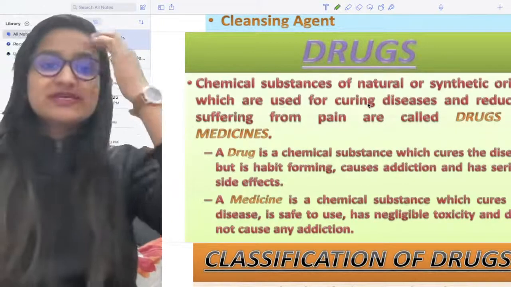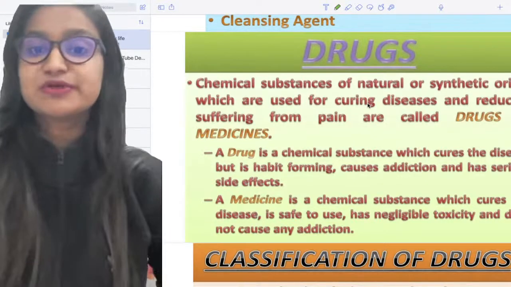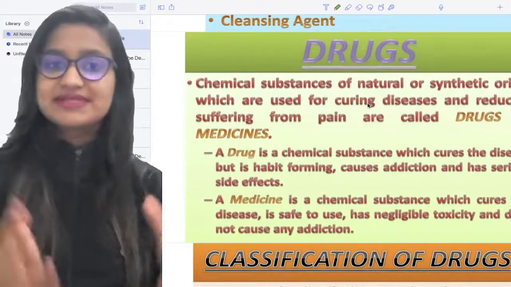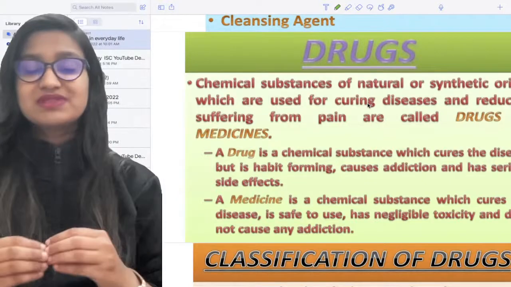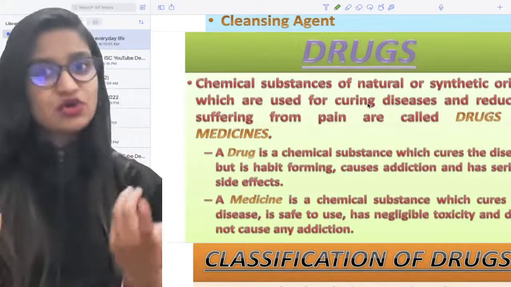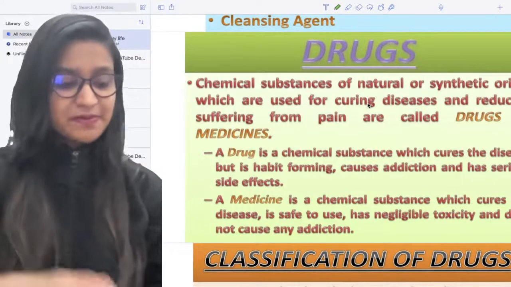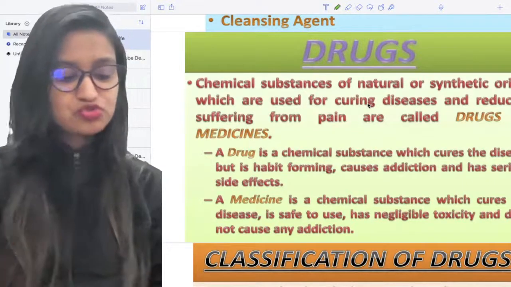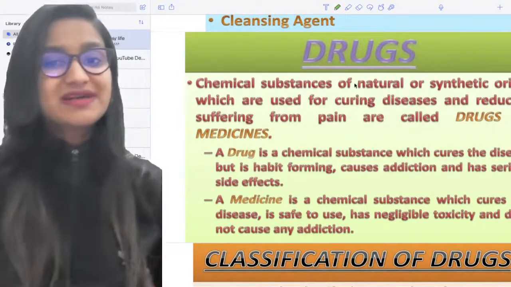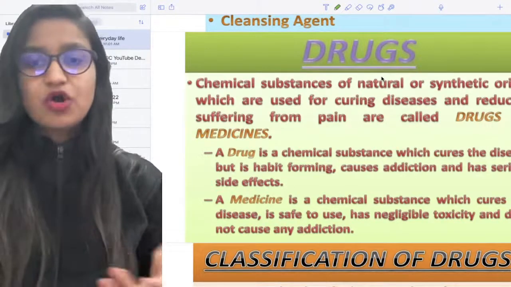Right, as you can see here, drugs are chemical substances of natural or synthetic origin which are used for curing diseases. As I told you earlier, drugs are not only the substances which we interpret, the normal medicines are nothing but drugs. If you talk in the language of chemistry, those are drugs, okay? So you can see here that the chemical substances are of natural or synthetic origin.